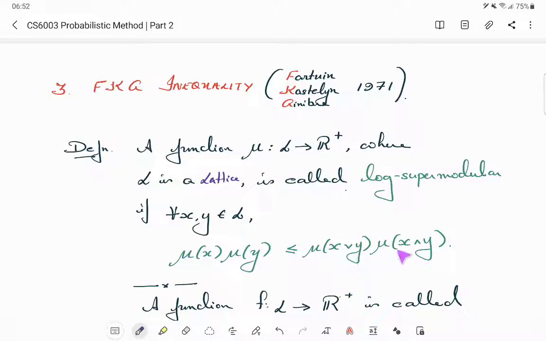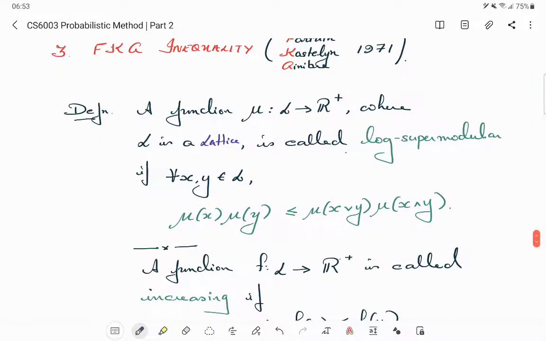If you take the log on both sides, you will see that log of mu x plus log of mu y is less than or equal to log of mu of x join y plus log of mu of x meet y. So if I treat log of mu as another function, a function which satisfies this kind of inequality, with addition replacing multiplication, is what is known as supermodular. Hence this is called log supermodular, because somebody used the word supermodular first. That's why this has such a long name.